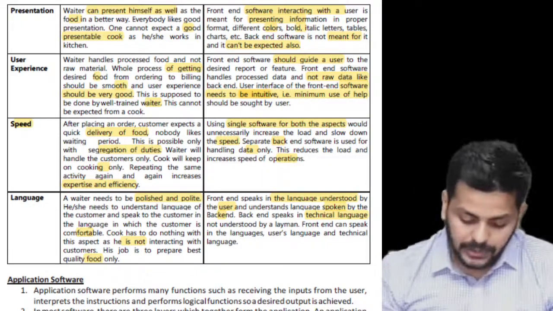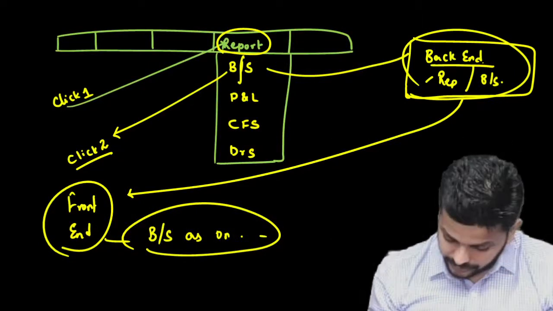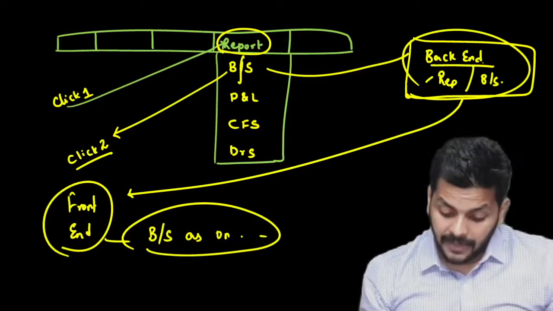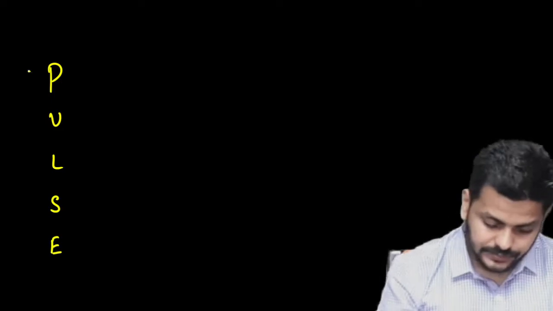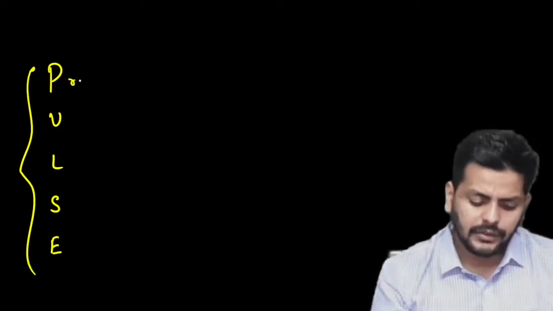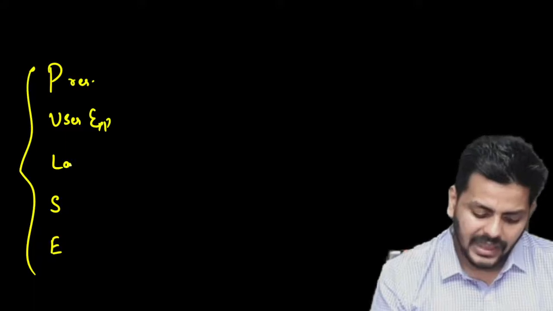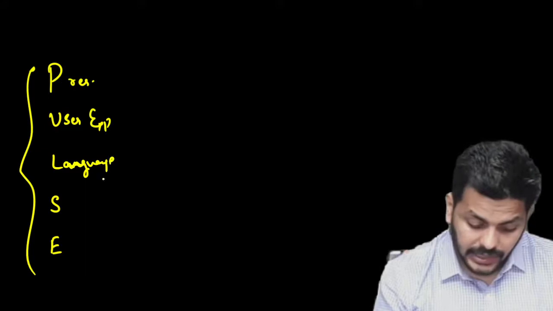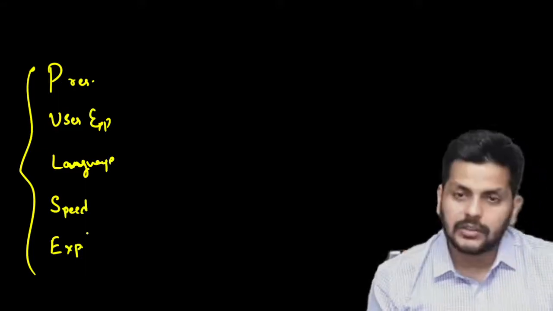Very, very simple topic. I would like to give you a shortcut also to remember this. The 5 points here as to why you need front end and back end. I call it PULSE. The 5 words: presentation, user experience, language, speed, and expertise. Expertise means domain expertise.